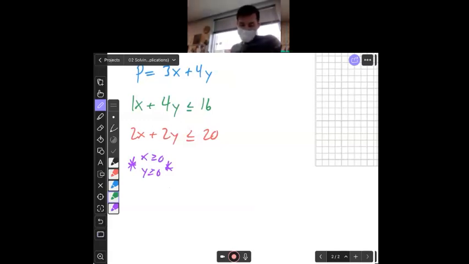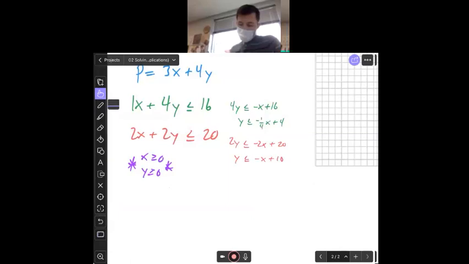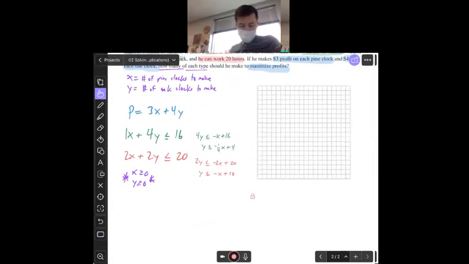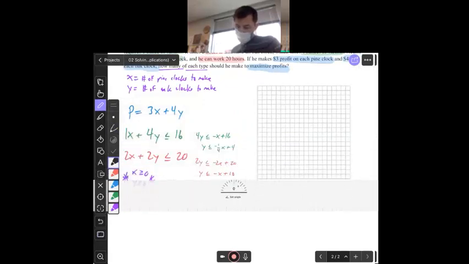All right, so we need to get y by itself here. And then divide by 4. So y is negative 1/4 x plus 4. Then 2y less than or equal to negative 2x plus 20. Divide everything by 2. So y is less than or equal to negative x plus 10. Again, those axes should go on the bottom and on the left, since we don't have any negative values to worry about.